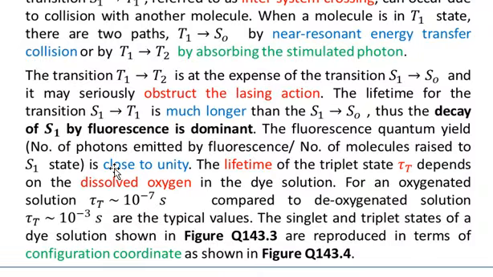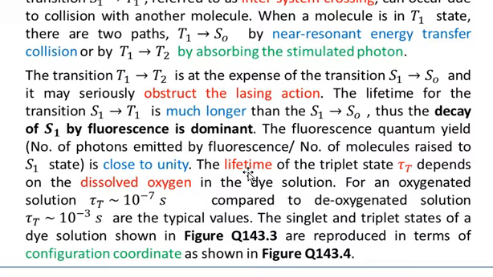Okay, the fluorescence quantum yield, that is the number of photons emitted by fluorescence divided by the number of molecules raised to the S1 state, is close to unity. The lifetime of the triplet state tau T depends on the dissolved oxygen in the dye solution.